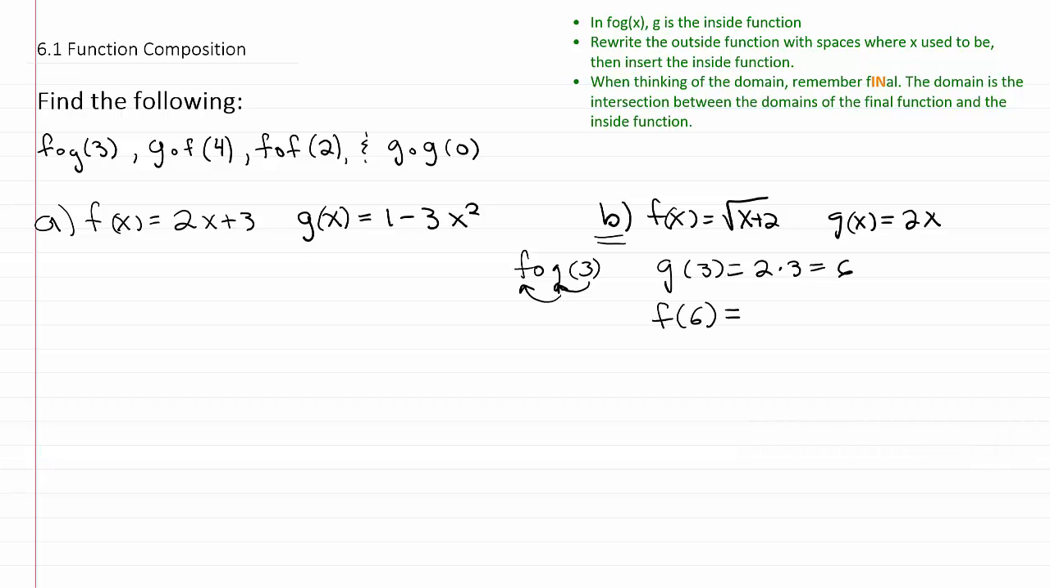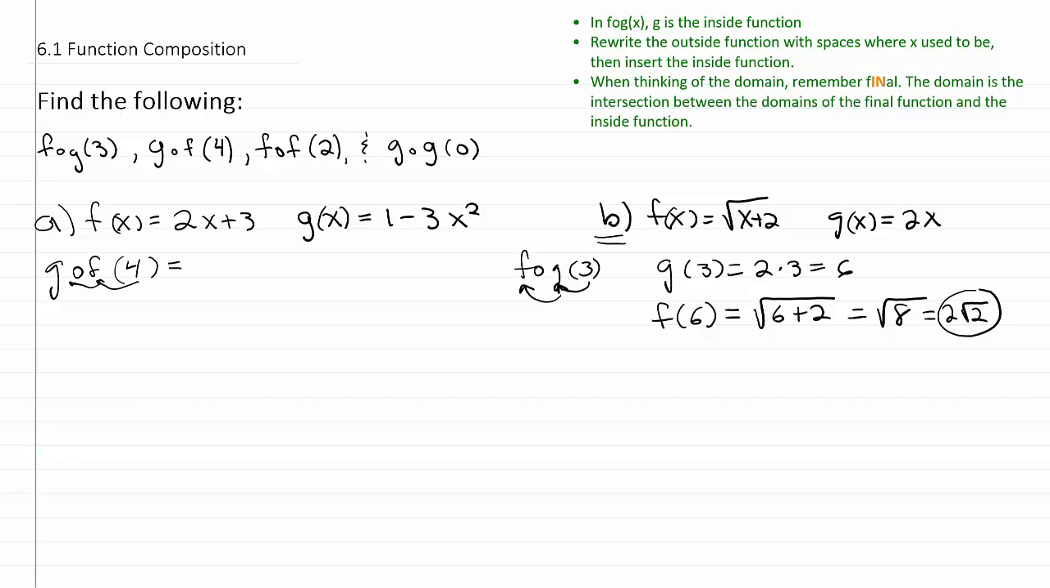And f of 6 will simply be the square root of 6 plus 2, or in other words, the square root of 8. You could reduce this to 2 root 2, and that's basically your answer. All right, let's take a look at g of f now. So if I did g of f of 4, again, working with the functions in example B, it means I put the 4 into f and then that into g.